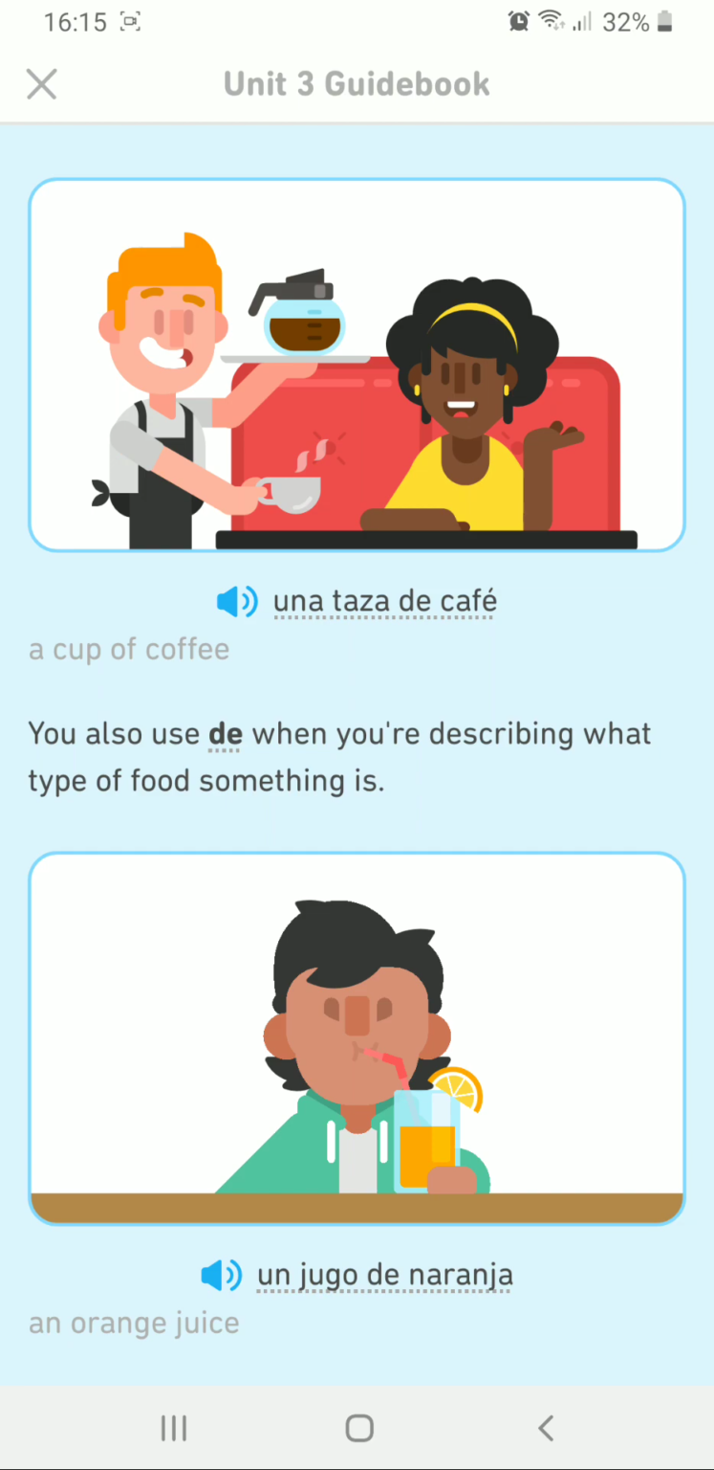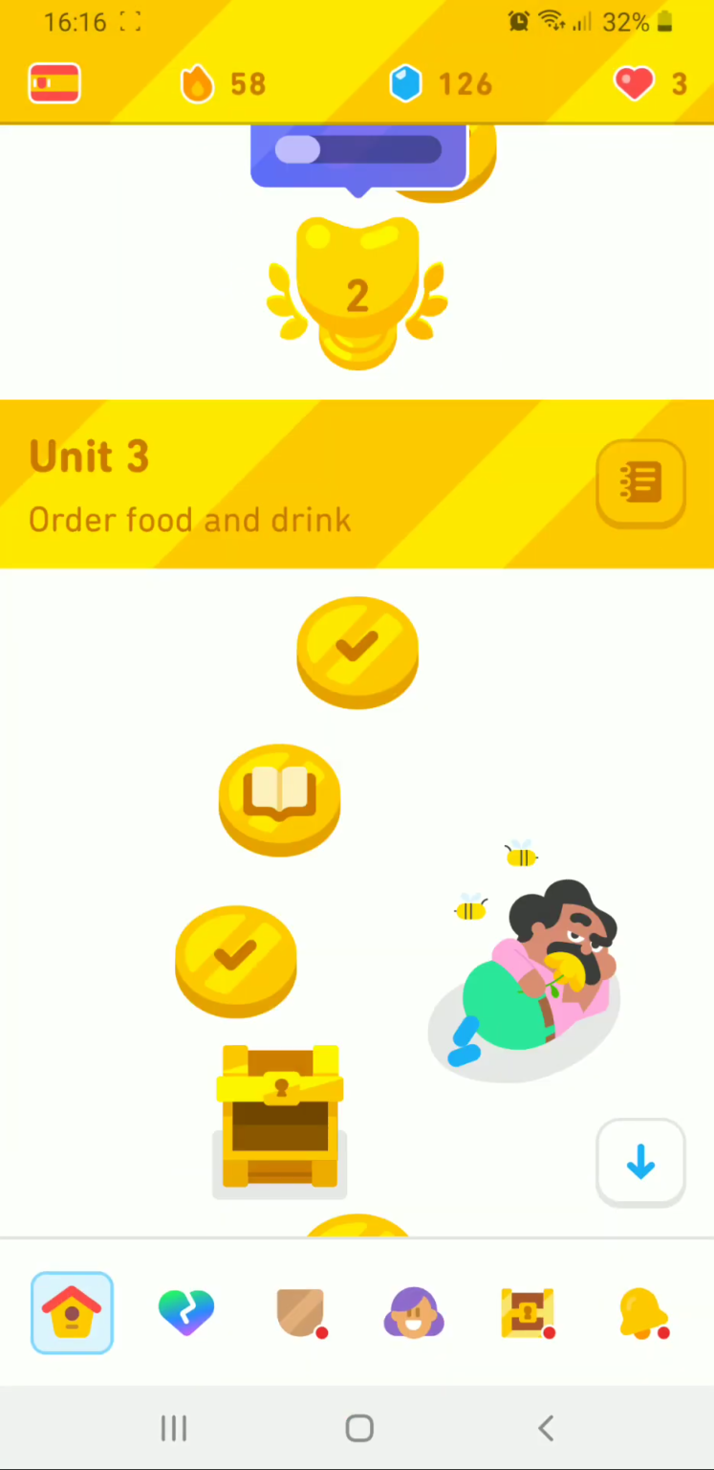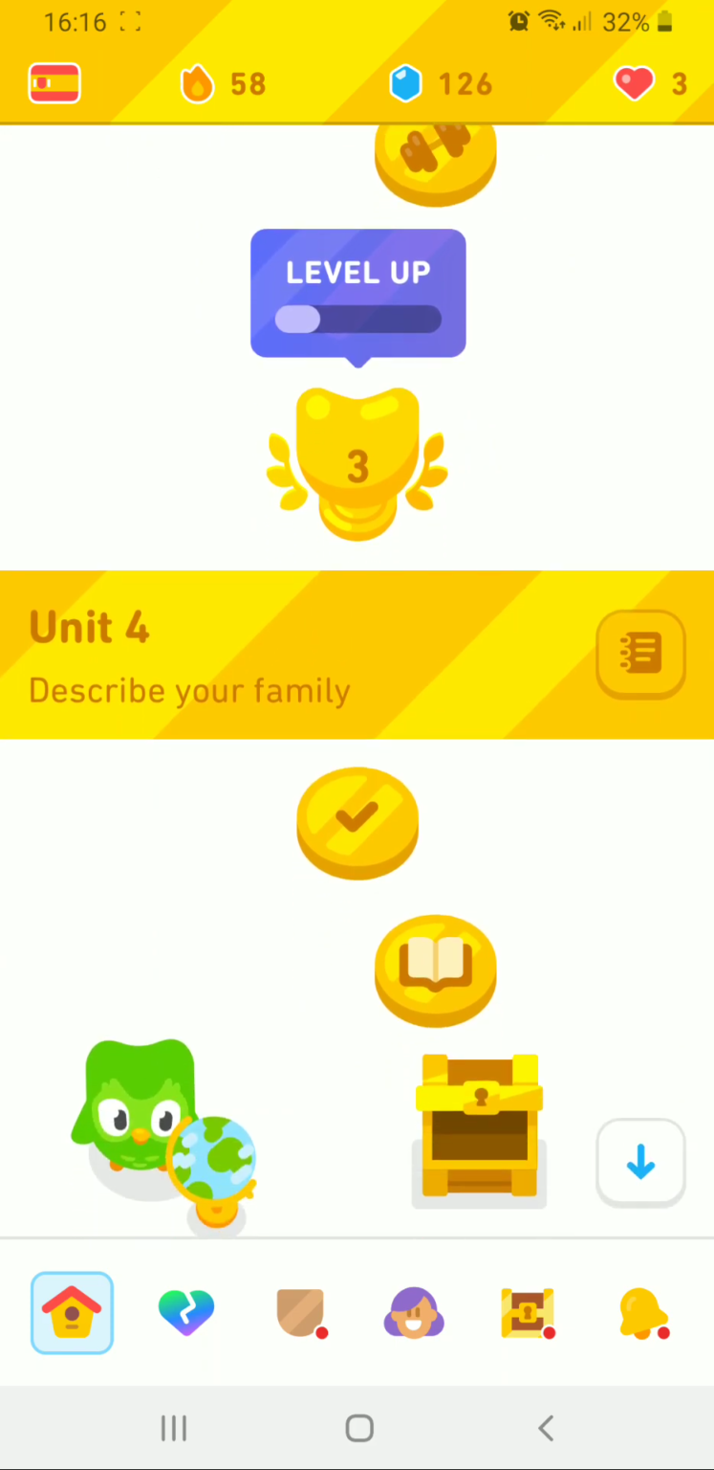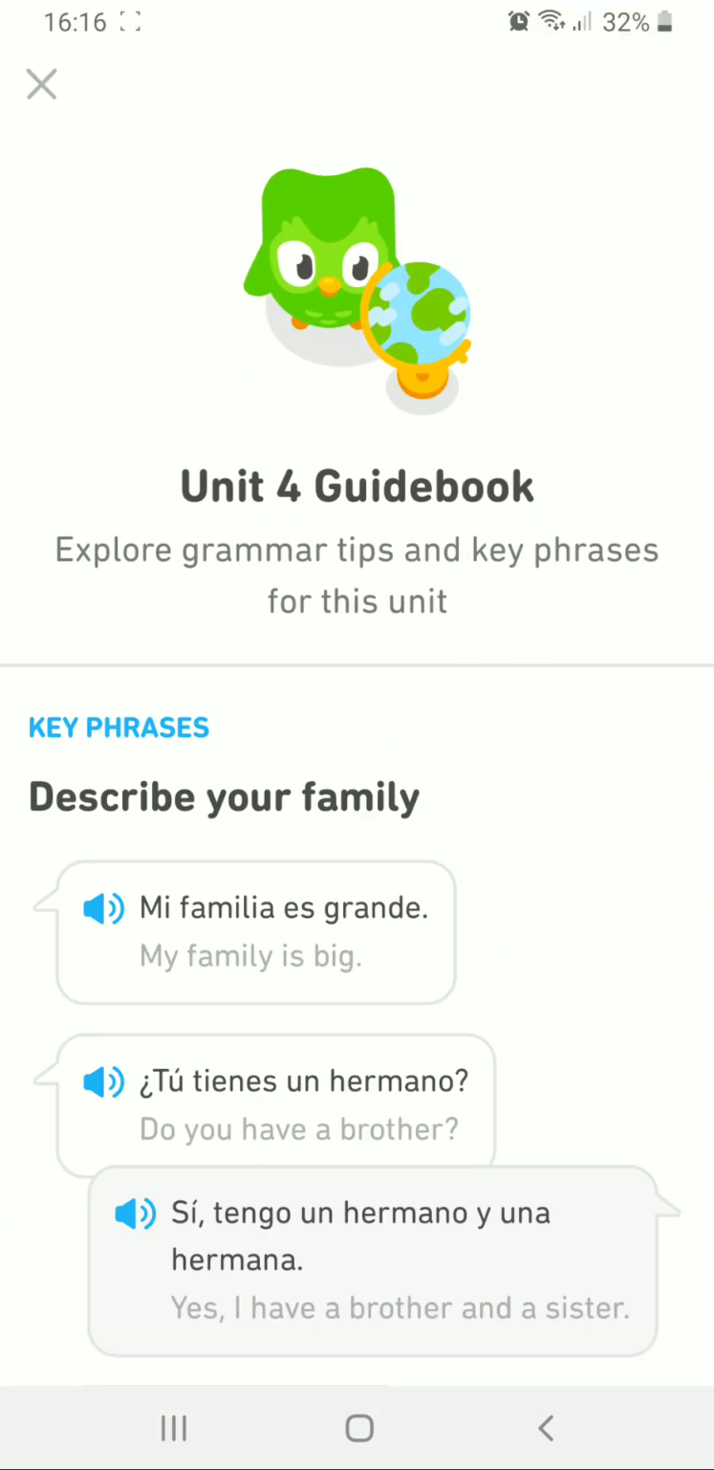So, un jugo de naranja. Naranja is the orange. We have seen manzana, naranja. What else have we seen for fruits? We have seen pan, café, agua, leche, jugo. What else? What kind of bebidas, drinks? I think that's it. All right. So we have done unit 3, and now let's look at unit 4.